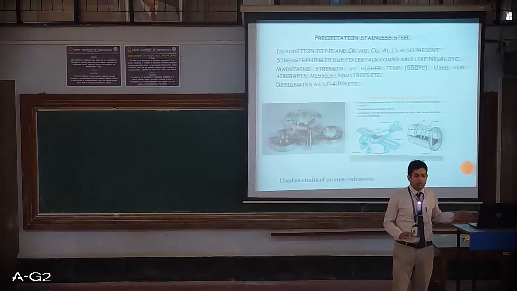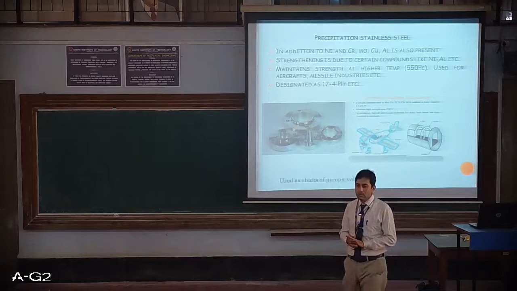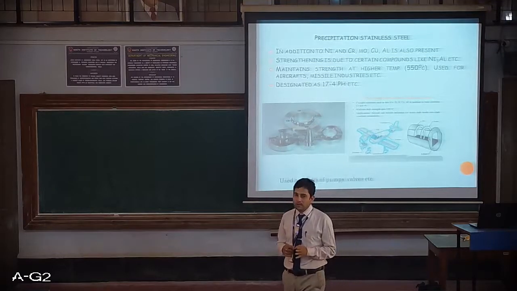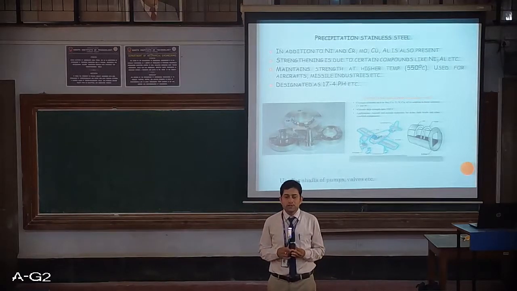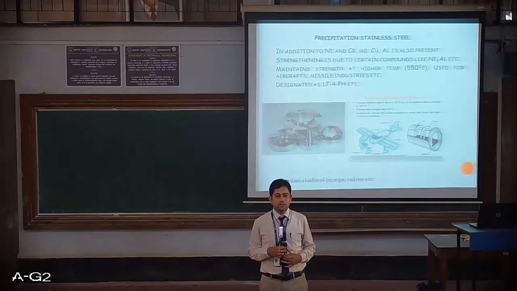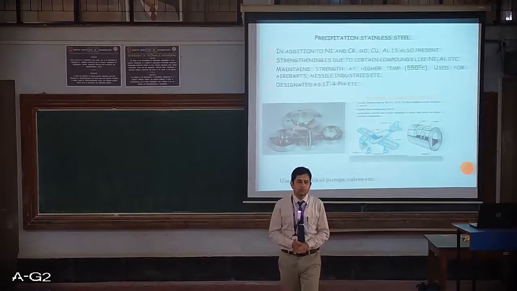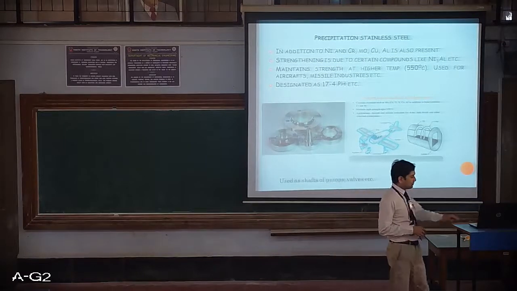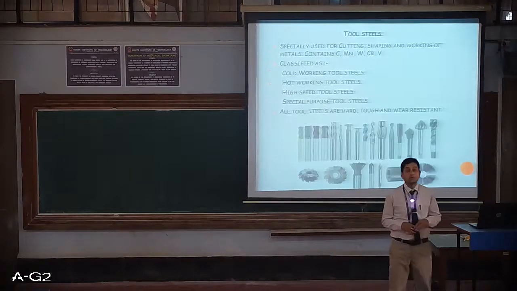So till now we have discussed the 4 types of stainless steels. We have discussed Martensitic stainless steel, Austenitic stainless steel, Ferritic stainless steel, and then the precipitation stainless steel. So these are basically the 4 types of stainless steel. Now we'll go ahead with the next type of steel called tool steels.